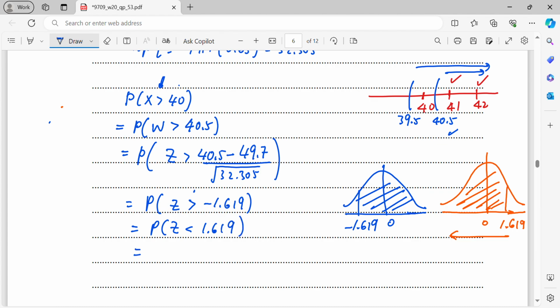So now you just need to read the probability from the table. That is 0.9472. And now I round off to 3 significant figures. That is going to be 0.947. So this is the solution of this question.